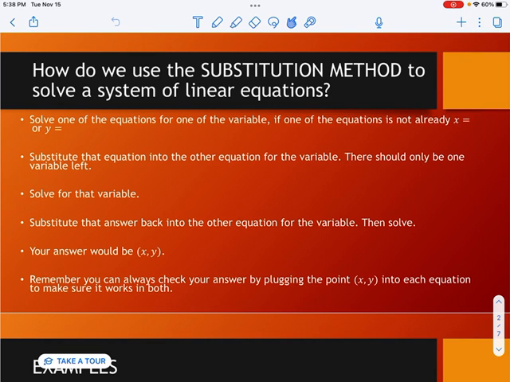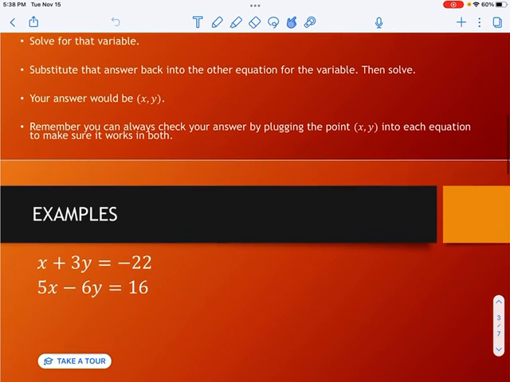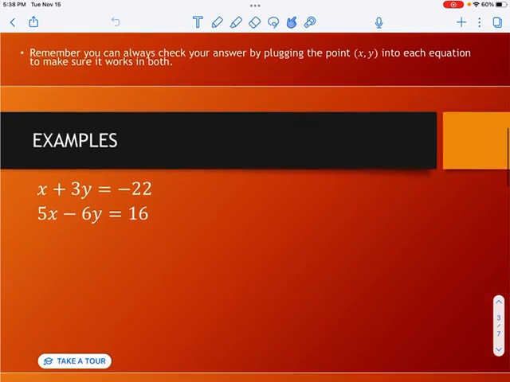Then what you're going to do is substitute that equation into the other equation for that variable. There should only be one variable left now because remember when we substitute in, we take that variable out. We solve for that variable. We take that answer now and substitute it back into the first equation for the variable, and then we solve. Your answer will be x comma y. Remember, you can always check your answers by plugging the point in.